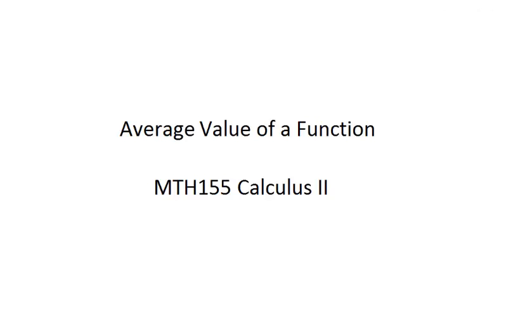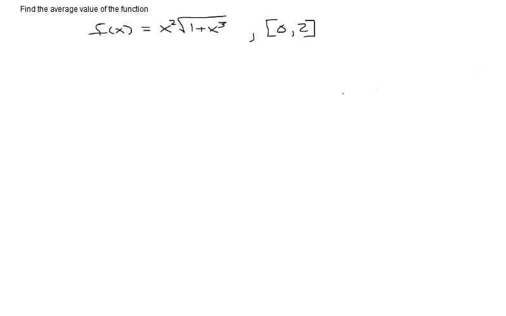In this video, we're going to take a look at how to find the average value of a function. In this first example, it says find the average value of the function f of x is equal to x squared times the square root of 1 plus x cubed over the interval from 0 to 2.